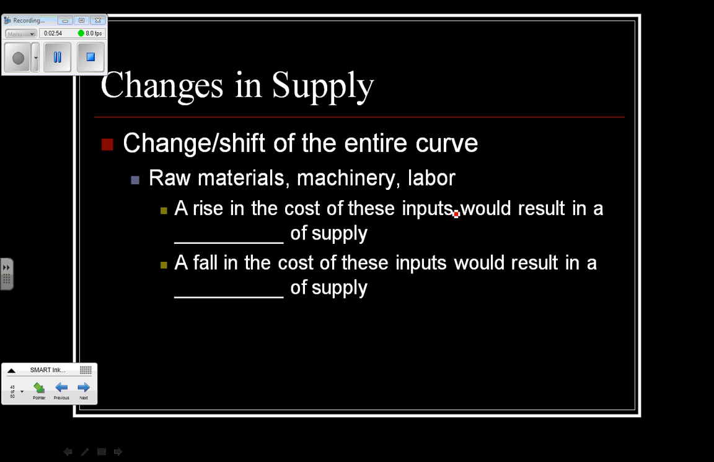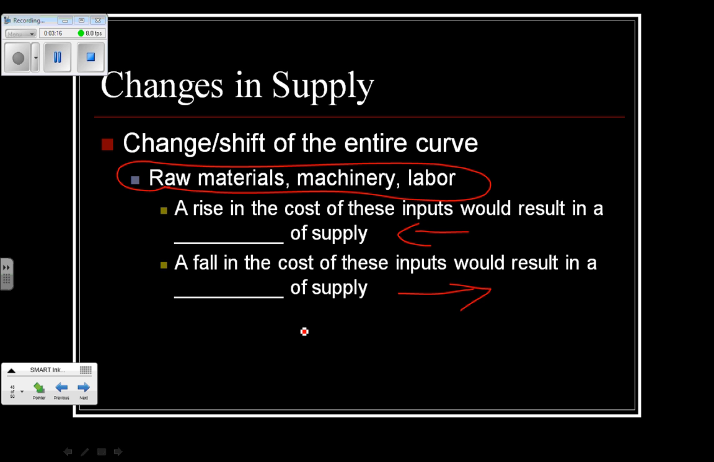Okay, so a rise in the cost of these outputs, cost of raw material, machinery, labor, maybe you need to pay your people more, is going to result in a negative shift of supply, and a fall in these costs is going to result in a positive shift in supply. So again, negative would be to the left, positive would be to the right, okay, in this supply curve here. All right, positive, negative. So you've got to figure this out. If it costs you more to do business, you're probably going to do less business.